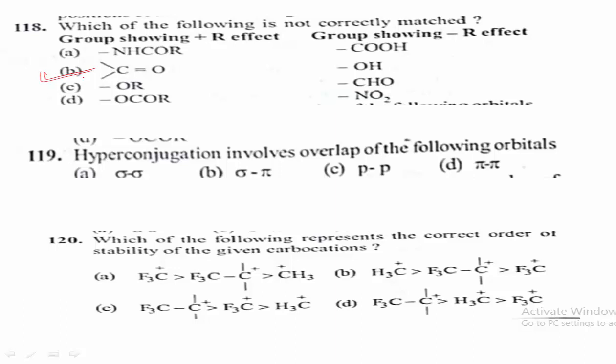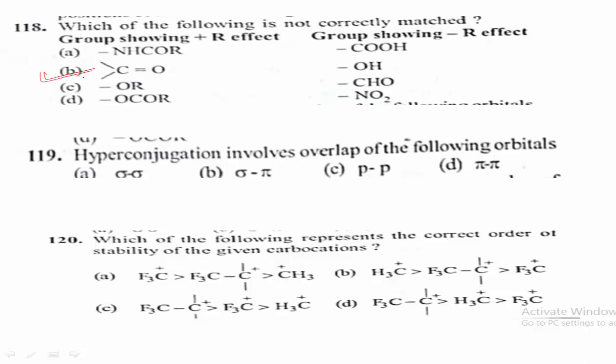Next question number 119, students. Hyperconjugation involves overlap of the following orbitals. Remember students, this one is also very important. In the presence of inductive effect, sigma electrons are involved. In the presence of mesomeric effect, the pi electrons are involved in a conjugated system. Usually the mesomeric effect happens like that. Is it right? Those points are very important. Please remember. Hyperconjugation involves overlap of which type of orbitals?